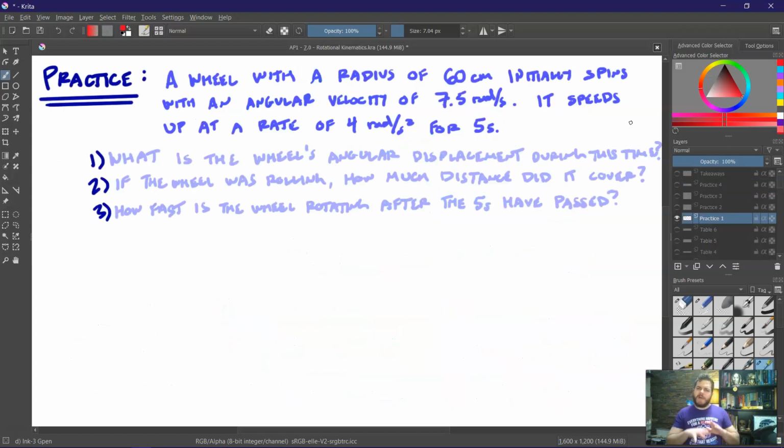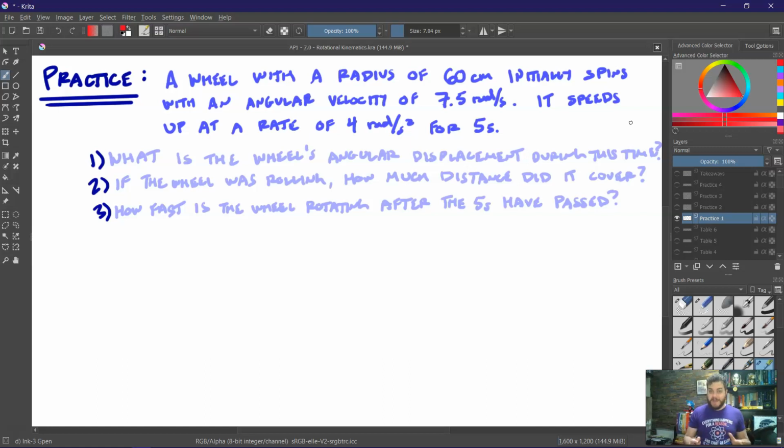And to give an example of how these kinematic equations work, functionally exactly the same, let's look at a practice problem. Let's say we have a wheel with a radius of 60 centimeters that initially spins with an angular velocity of 7.5 radians per second. In other words, its rotation rate, how quickly it's rotating, is 7.5 radians per second. It speeds up at a rate of 4 radians per second squared for 5 seconds. And we want to know what is the wheel's angular displacement during these 5 seconds. If the wheel was rolling, how much distance did it cover? And how fast is the wheel rotating after the 5 seconds have passed?